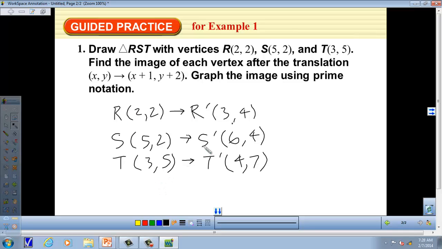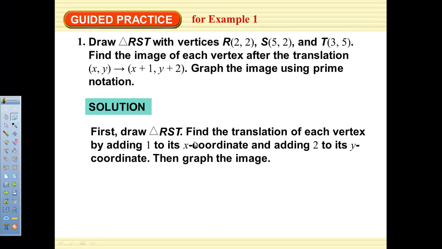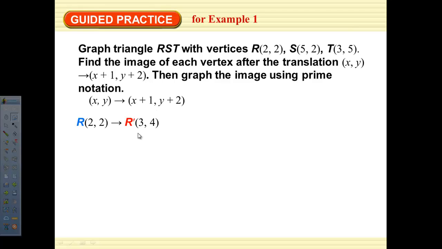So we would graph all of these and graph all of these, and we'll see that it moves 1 to the right and 2 up. Make sure you do the graphing part. So again, we're adding 1 to the x, adding 2 to the y. So if we look at it, the first one becomes 3, 4, the second one is 6, 4, and the third one is 4, 7.